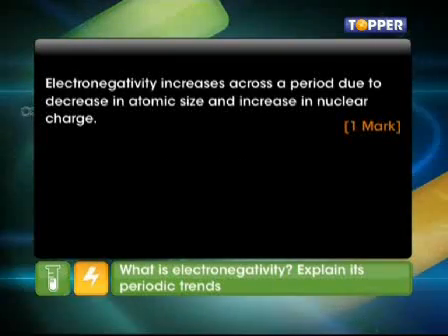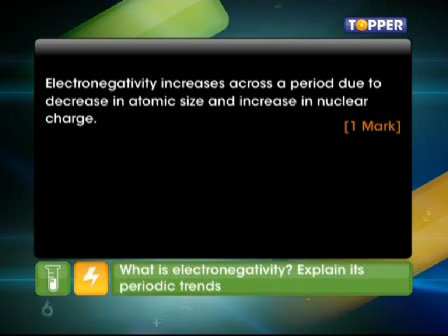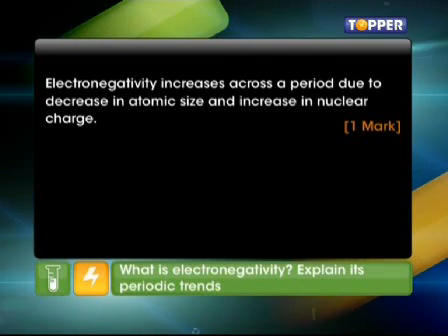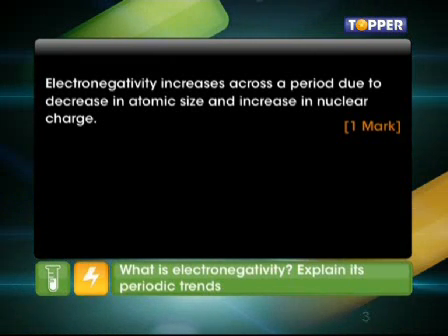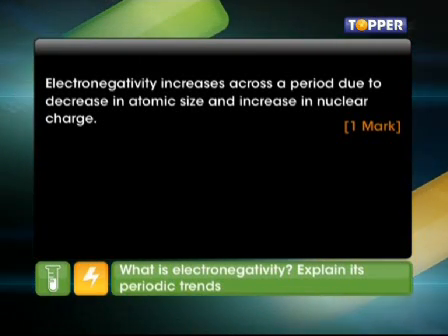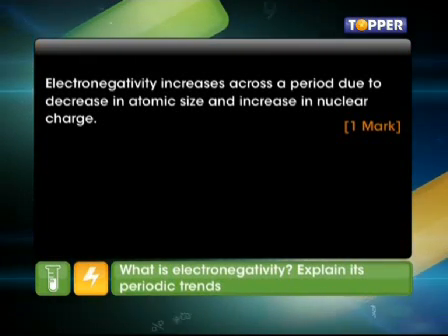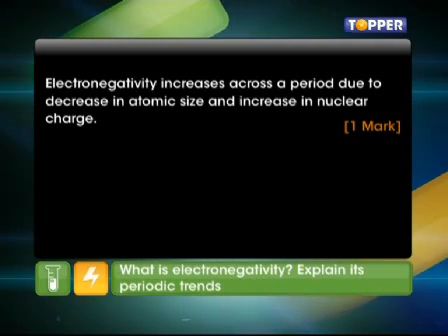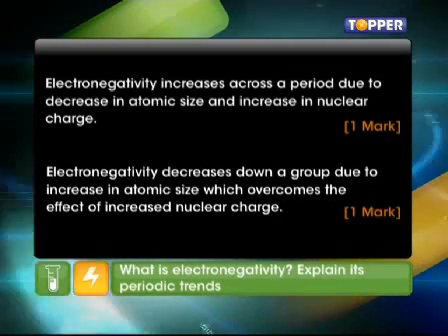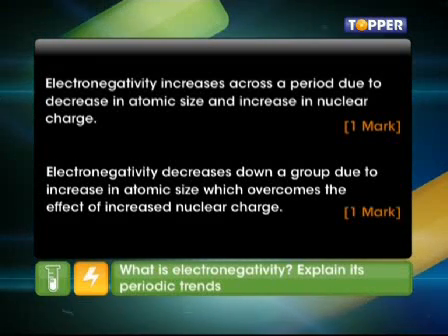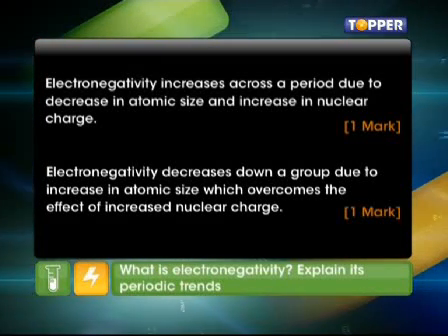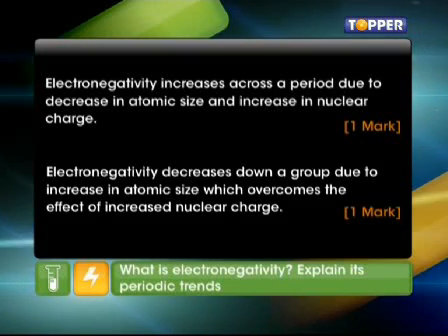The next part of the answer addresses two trends, each for 1 mark. Electronegativity of elements increase across a period due to decrease in atomic size and increase in nuclear charge, but they decrease down a group due to increase in atomic size, which overcomes the effect of increased nuclear charge.